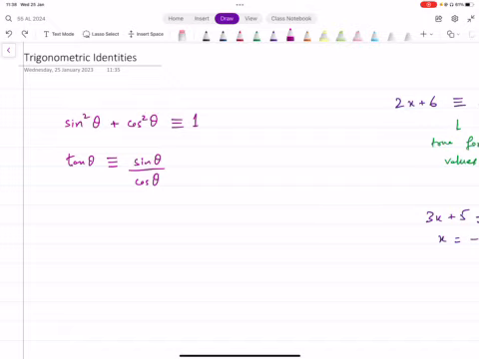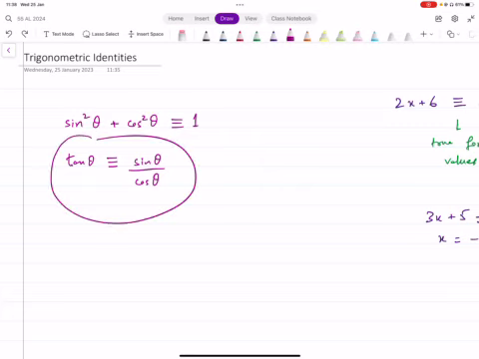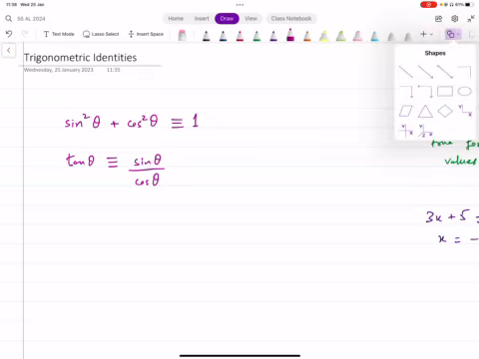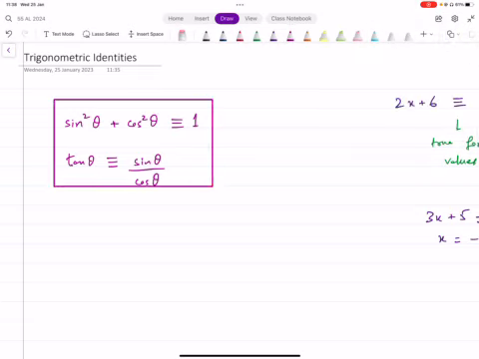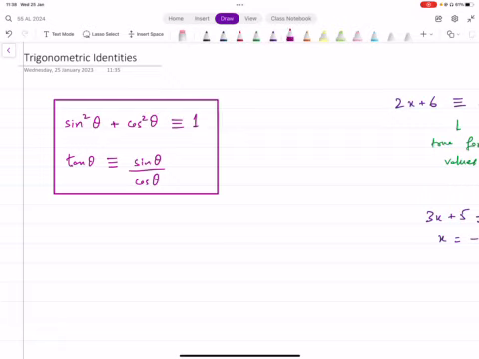Sine square theta plus cos square theta is identical to 1, and tan theta is identical to sine theta over cos theta. These two identities are what we need to use here. You'll be given both of them in the formula sheet as well, but once you've done some questions, you'll start remembering them as well.